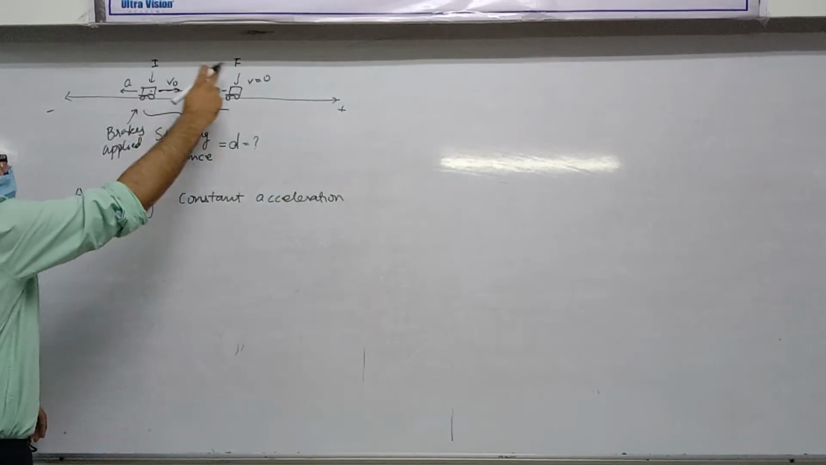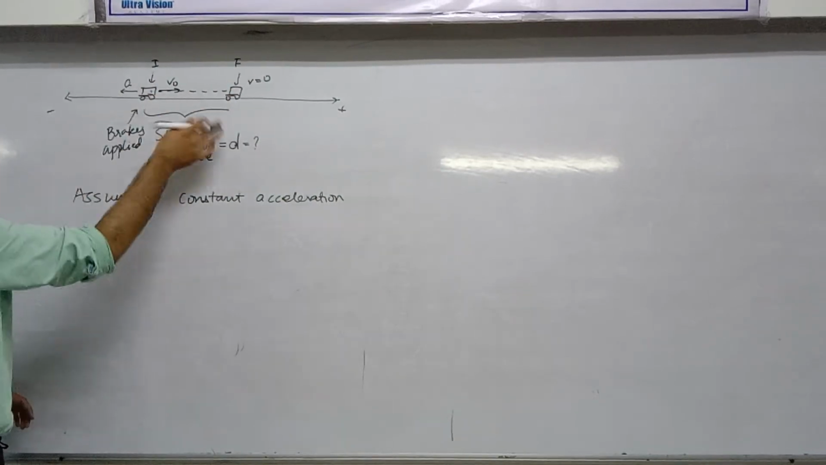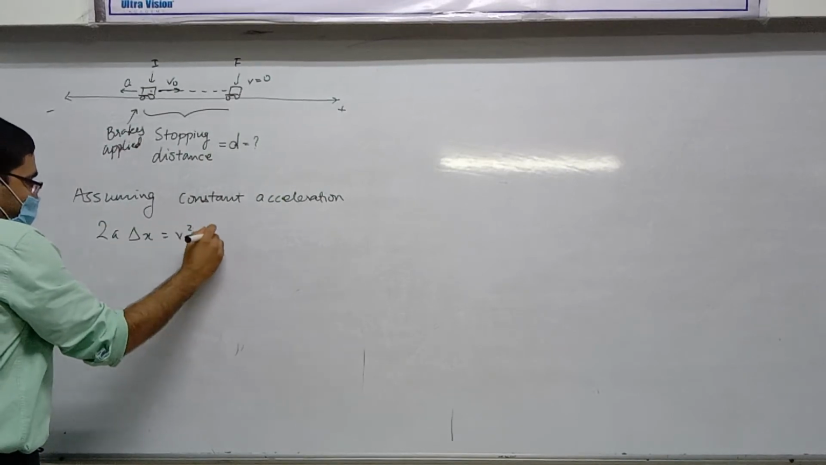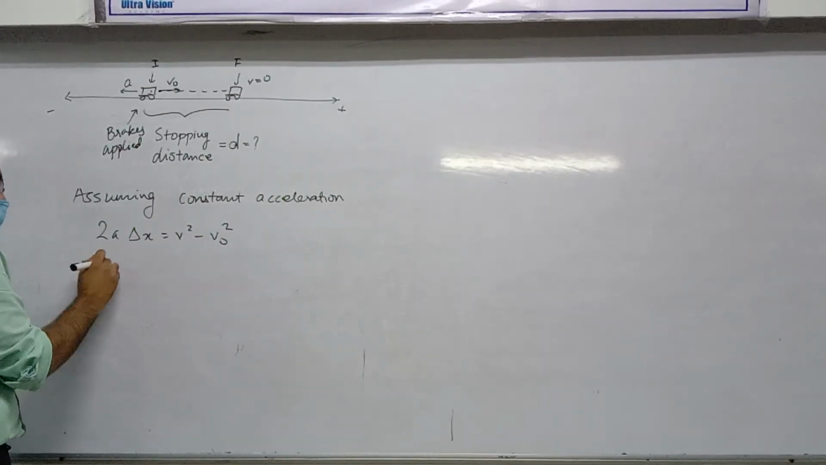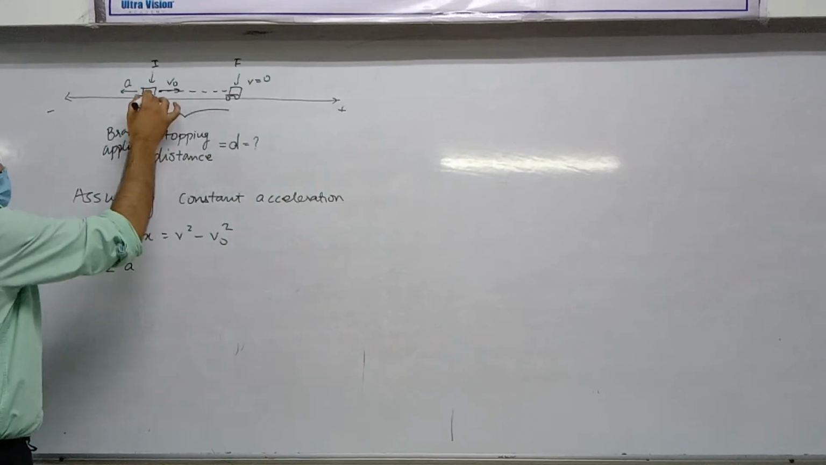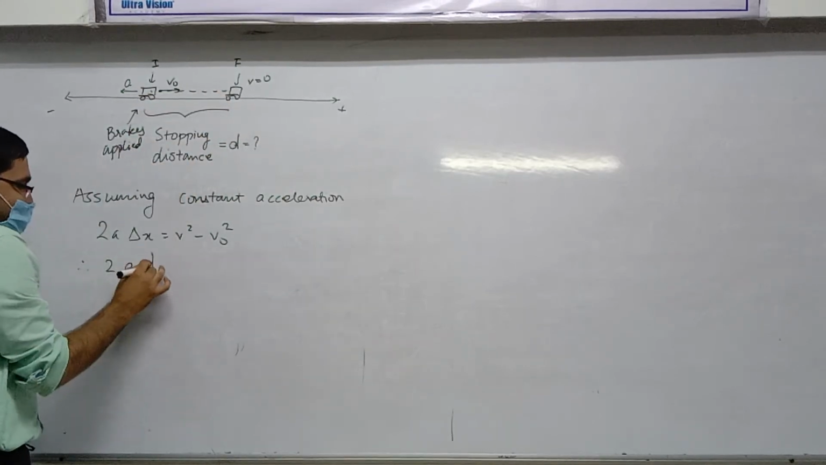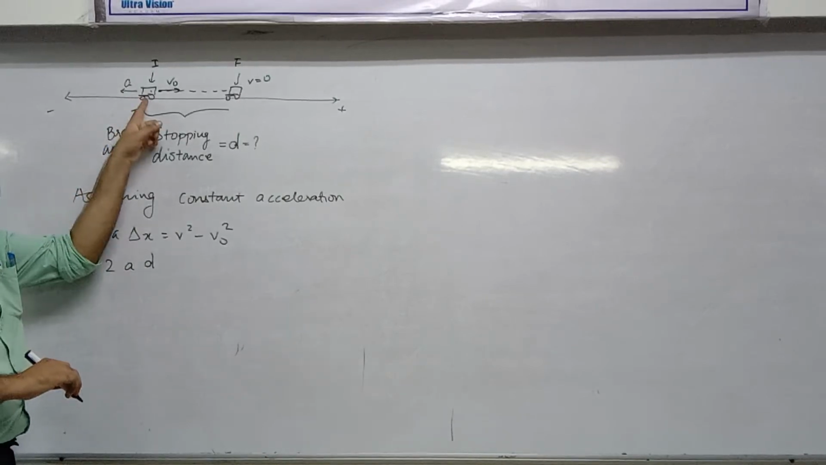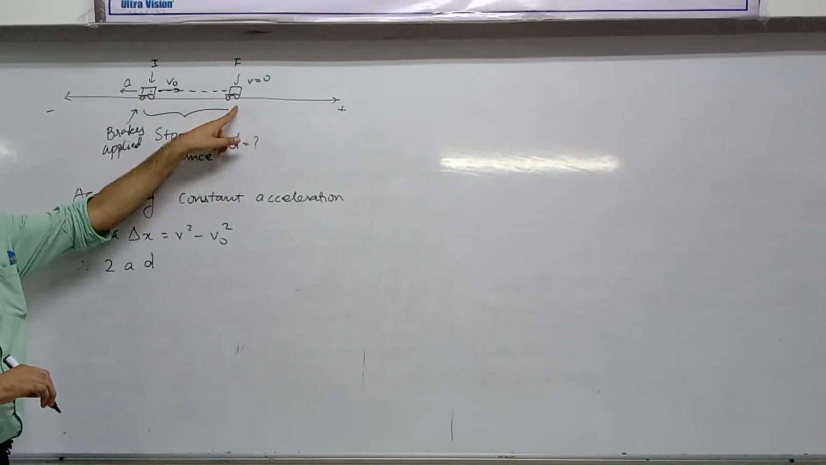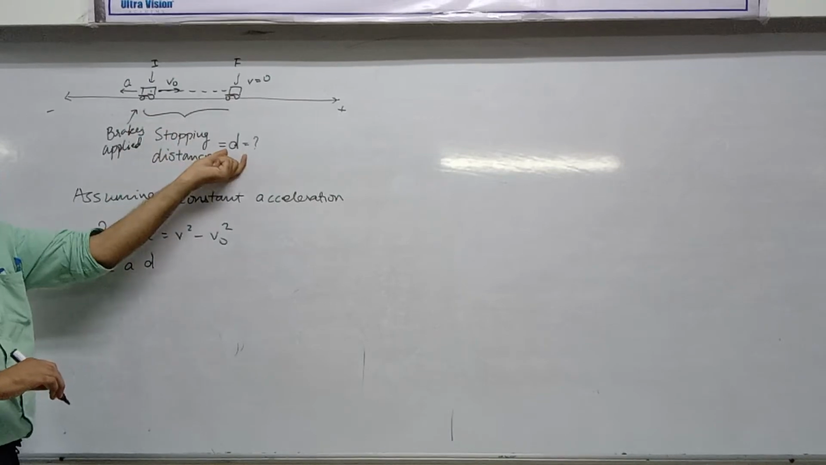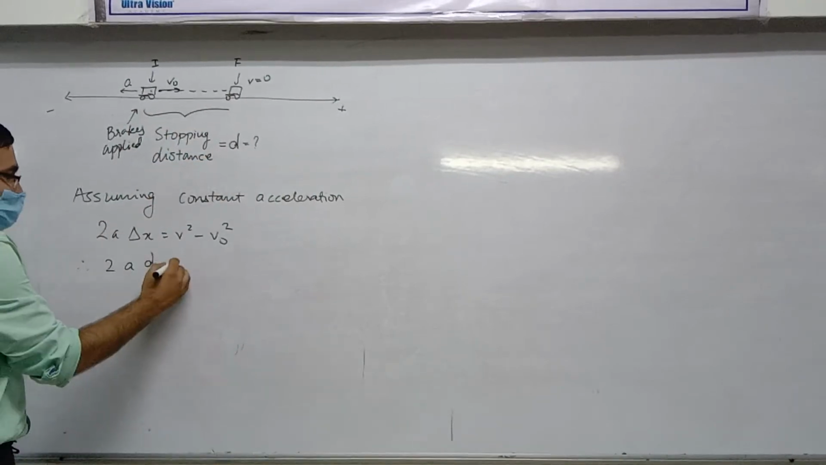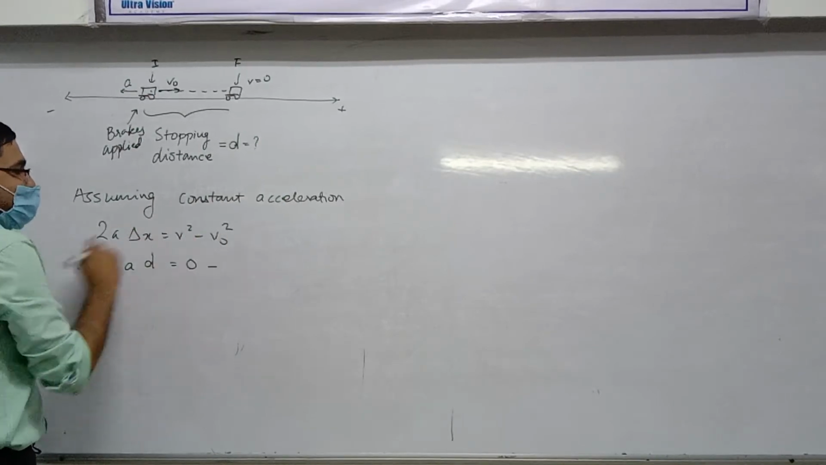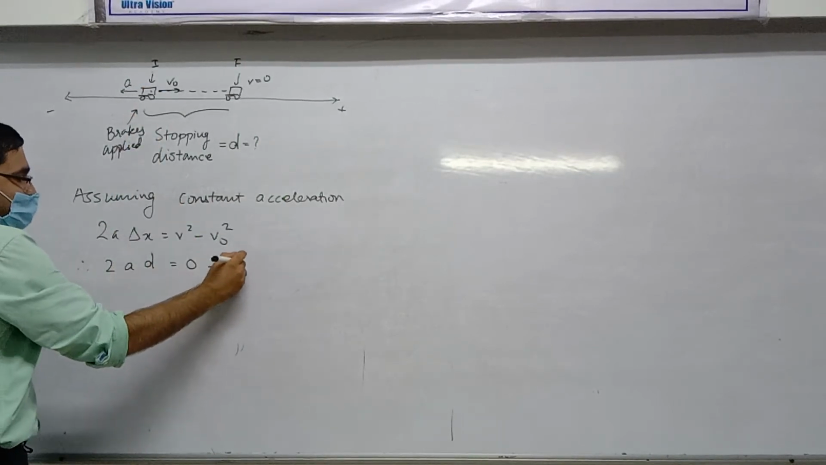Because we know the initial velocity and the final velocity, and we have to get a relation: 2a times displacement equals v squared minus v0 squared. The displacement from the initial to the final position is d, because that is the distance between these two points. Final velocity squared is zero, minus the initial velocity v0 squared. Understood?